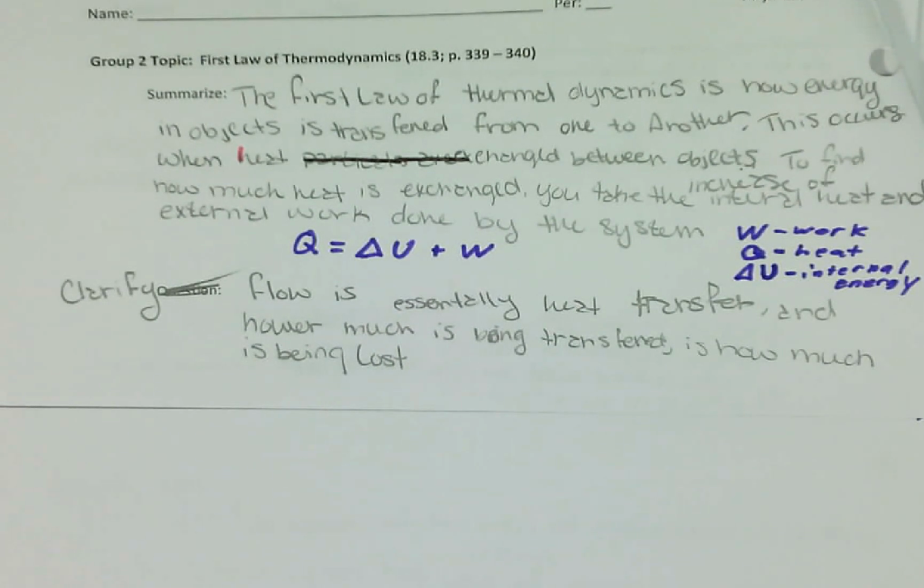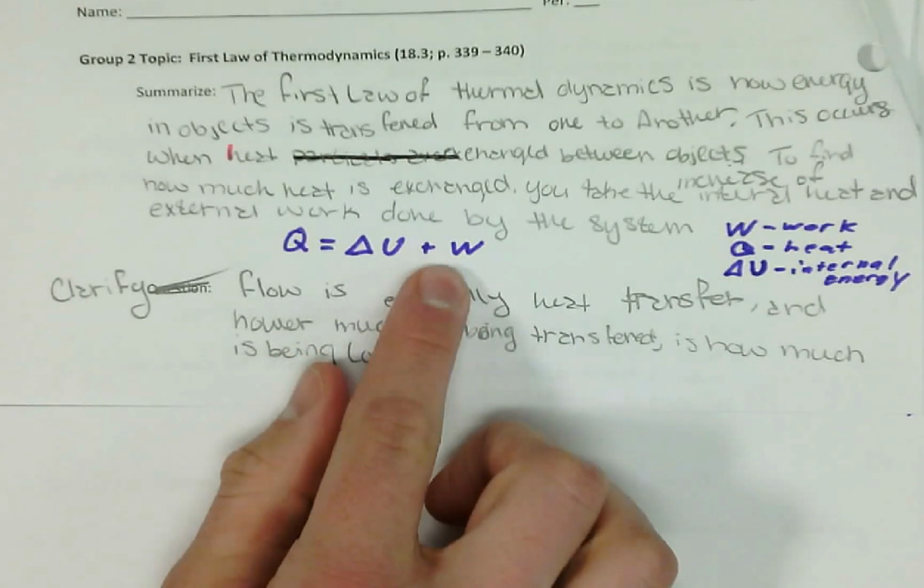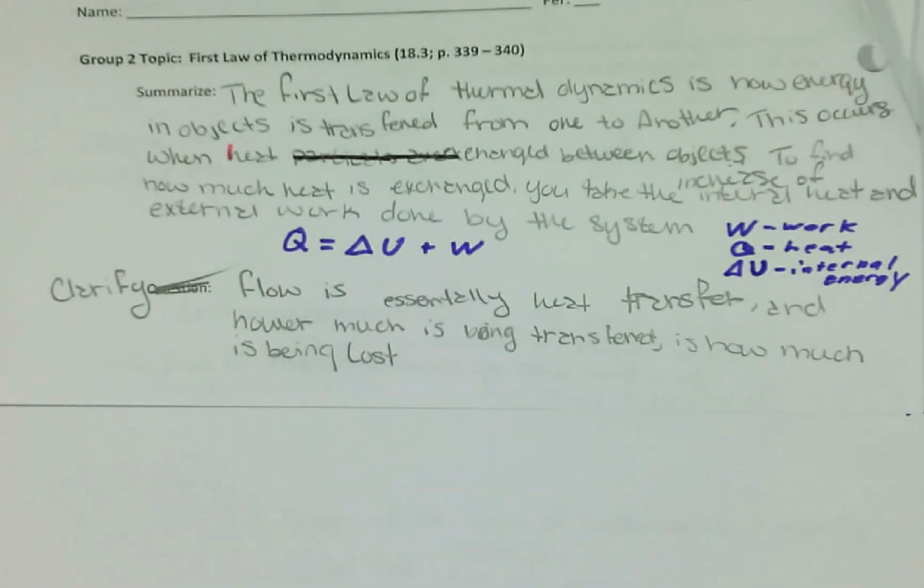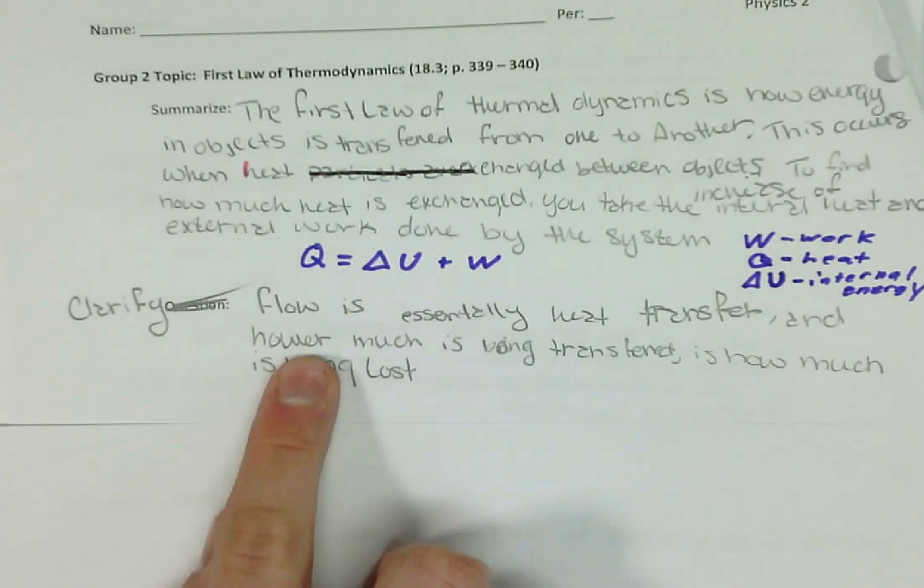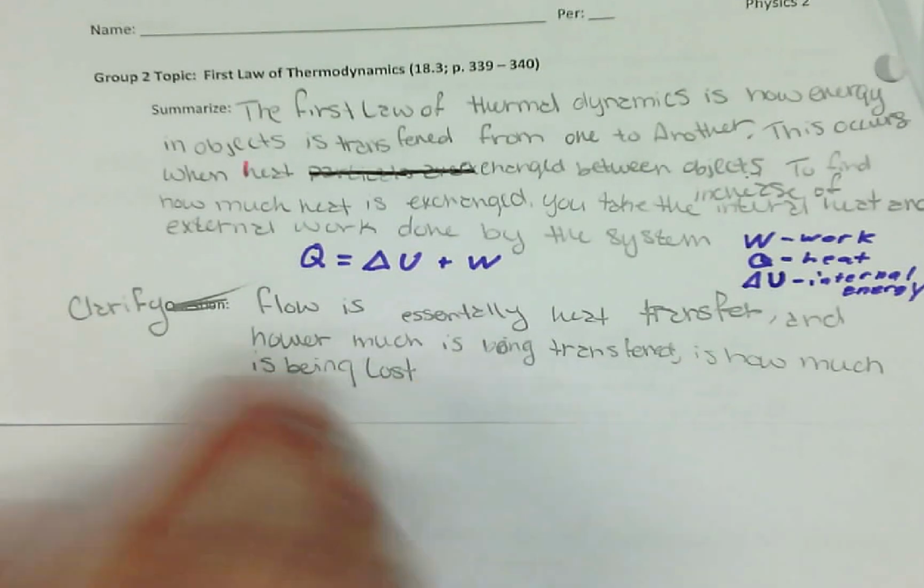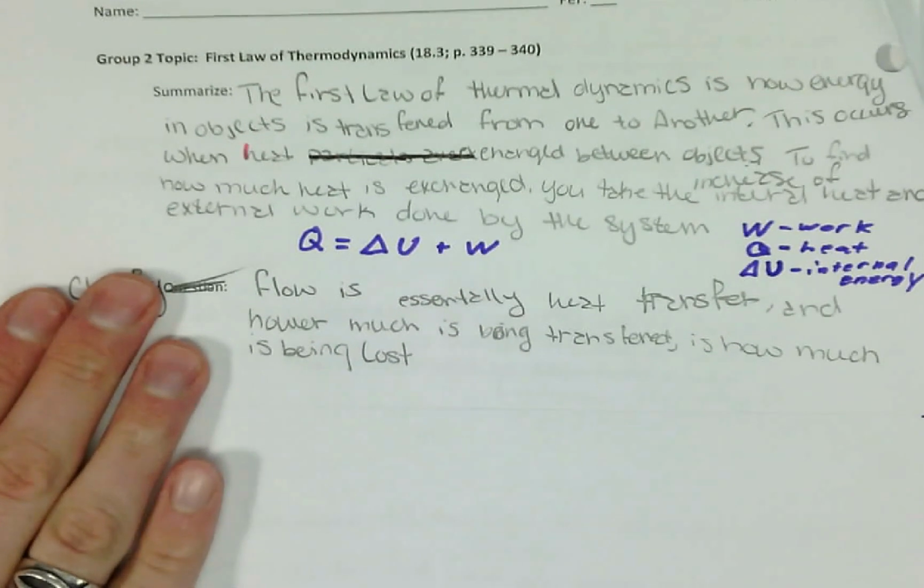For example, if I had 10 joules of heat and the internal energy changed by 12, then there has to be 2 joules of work that is done by the object in order to get those numbers to match. However much heat, whatever that value is.